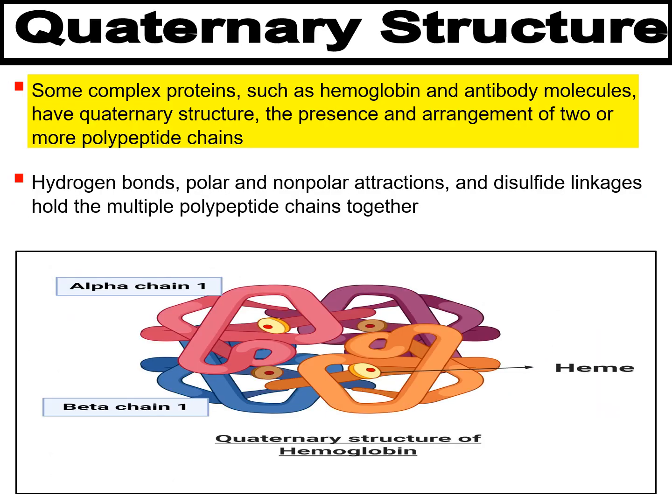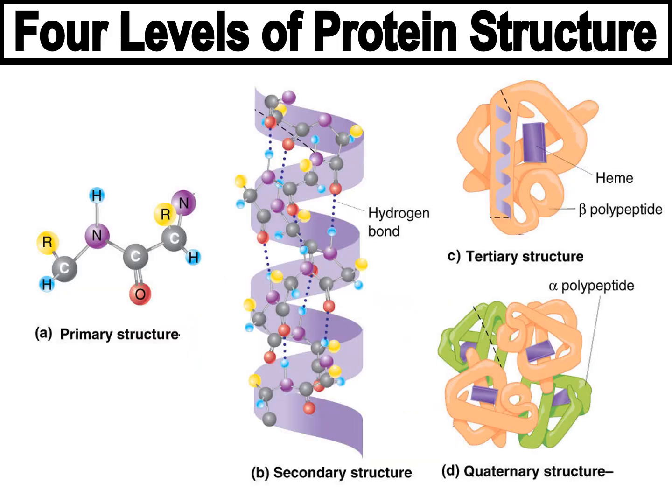Quaternary structure is the fourth level of protein structure. Quaternary structure is formed from the association of 2 or more polypeptide subunits, or 2 or more protein subunits. The next 2 slides demonstrate the 4 levels of protein structure, from a visual perspective.